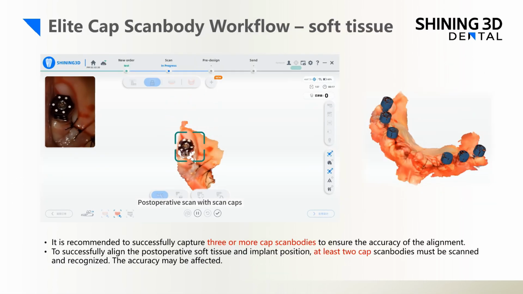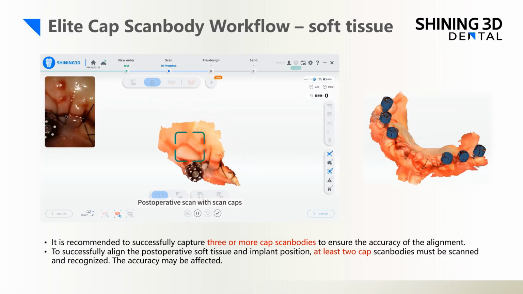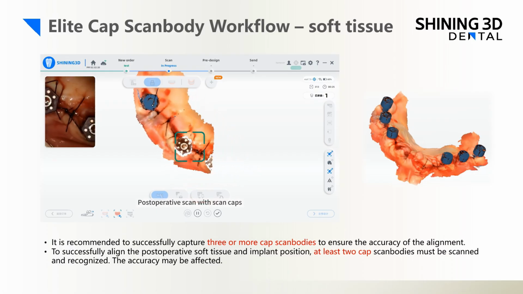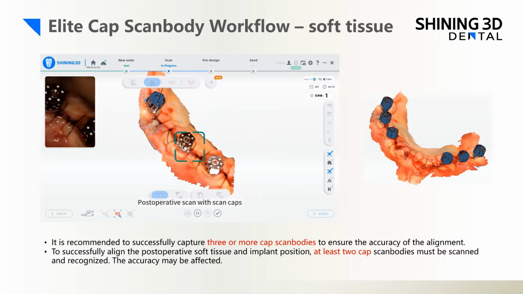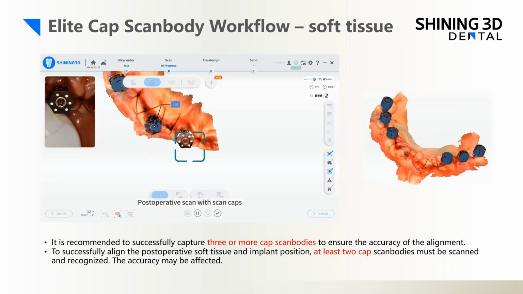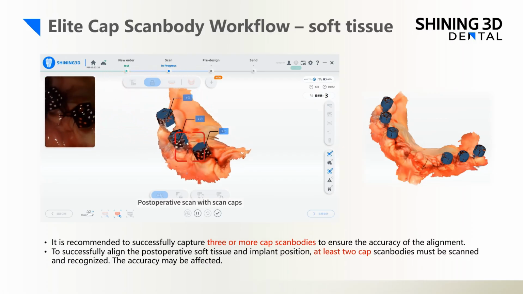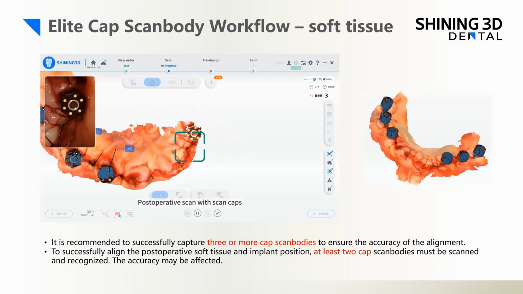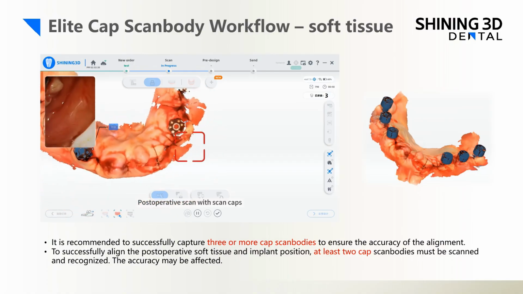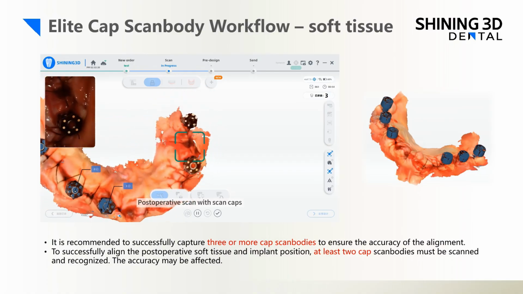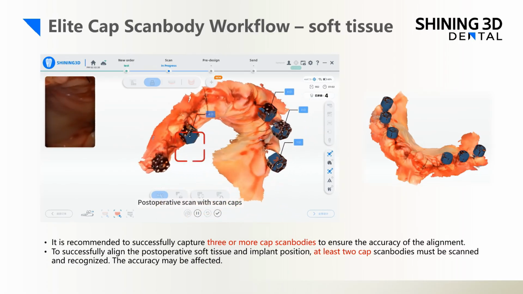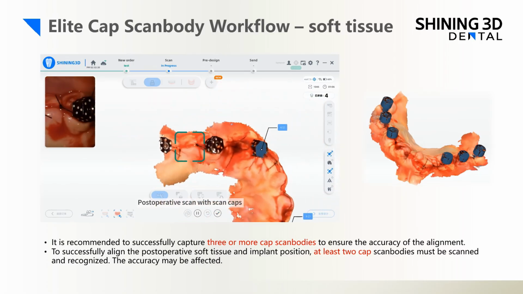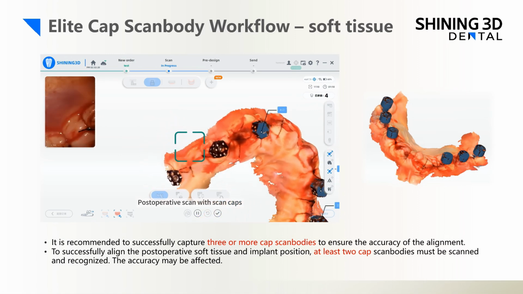Okay, now we can get into the detailed part of the Cap Scanbody workflow. The first step is the soft tissue scan. Make sure all Cap Scanbodies are fully seated on the multi-unit abutments before scanning the soft tissue. Scan all surfaces of the Cap Scanbodies to obtain sufficient data, and the software will indicate successful recognition of the Cap Scanbodies. The number of successfully captured scan caps will be displayed in the top right corner.